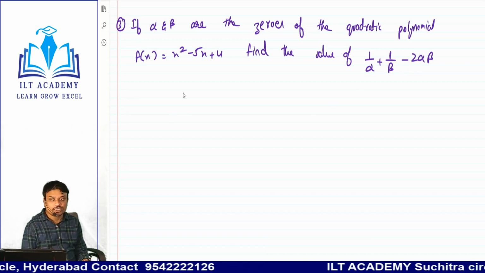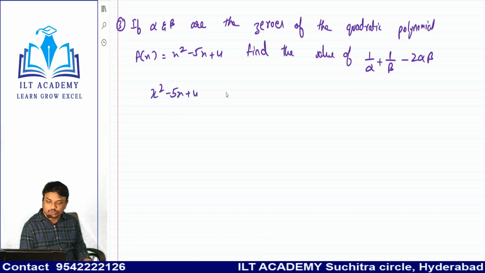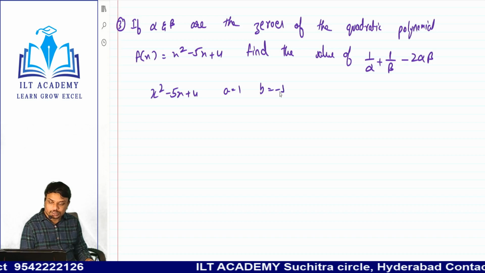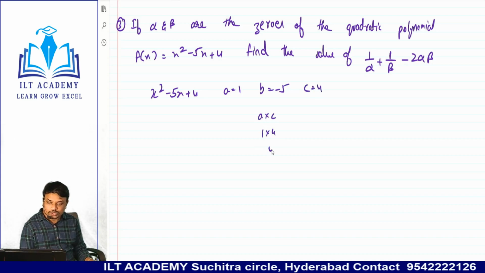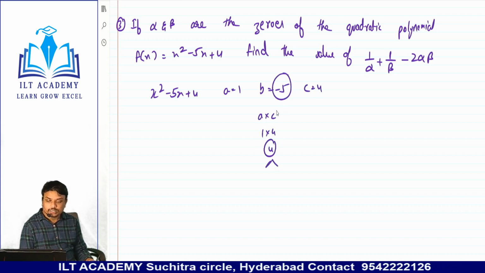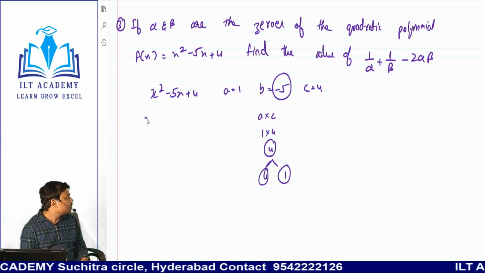How to find that? Now what is the equation? x square minus 5x plus 4. A is equal to 1, B is equal to minus 5, C is equal to 4. Now A into C is 1 into 4, which is 4. 4 how to split so that you get 5? So 4 ones are 4, plus 1 is 5.